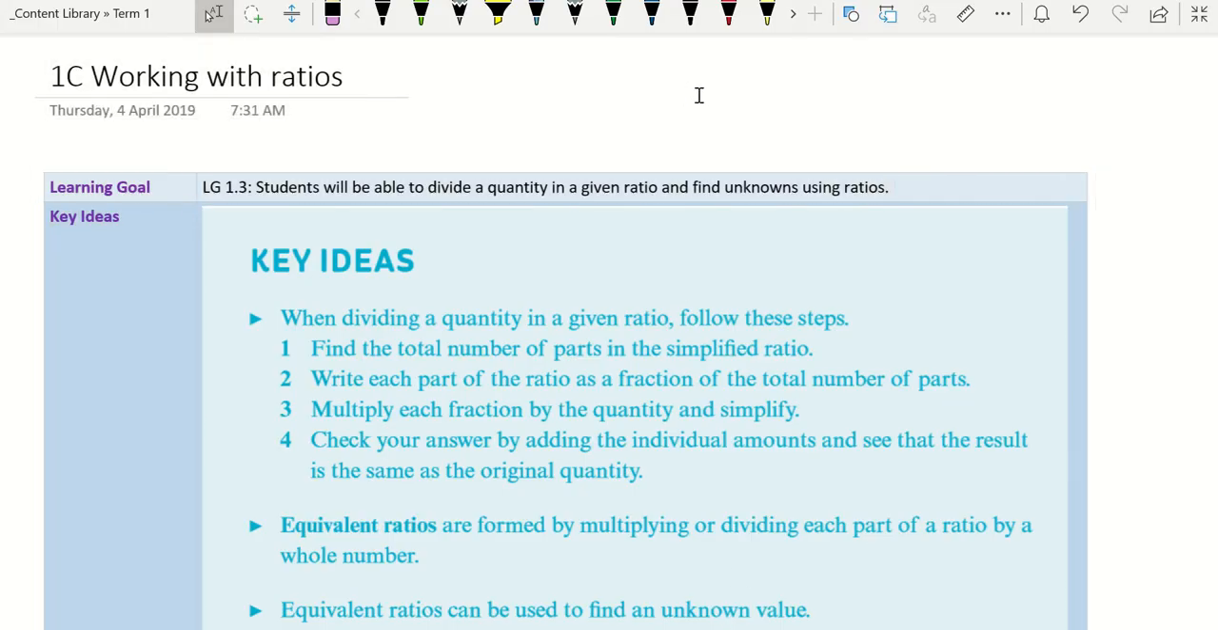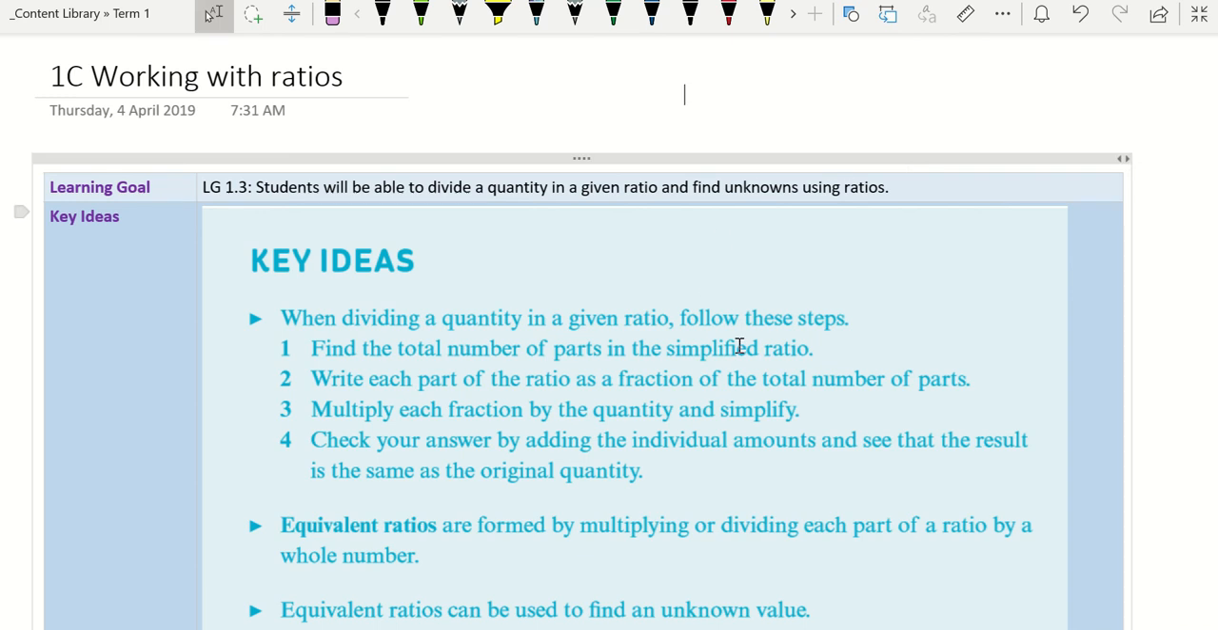So the point of today's lesson is you should be able to divide a quantity in a given ratio and find unknowns using ratios. The key idea for the lesson is that when dividing a quantity in a given ratio, follow the steps.